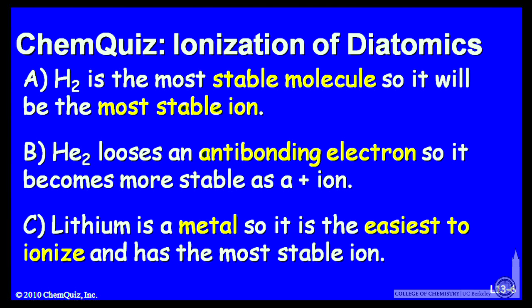Let's look at a possible explanation for each of the answers. A, H2 is the most stable molecule, so it will make the most stable ion. B, He2 loses an antibonding electron, and it becomes more stable as a plus ion. Or C, lithium is a metal, so it's the easiest to ionize and has the most stable ion. Think about those three options and make a selection.